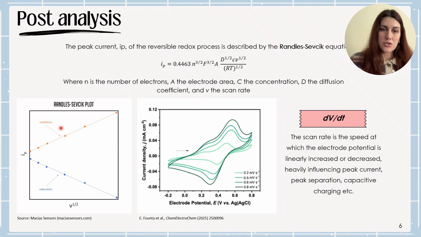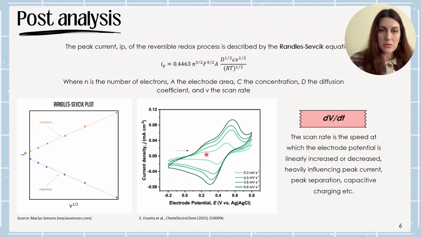The linear relationship between peak current and the square root of the scan rate confirms that the electrochemical process is controlled by diffusion rather than by surface processes. Using the slope of this line, we can even estimate parameters like the diffusion coefficient of the electroactive species, which is very useful in electrochemical research.